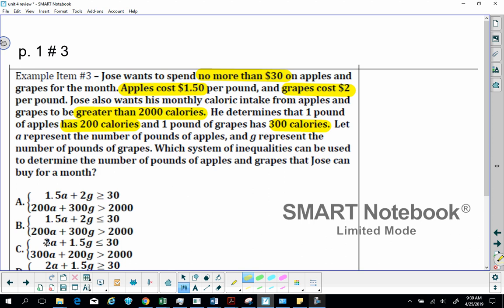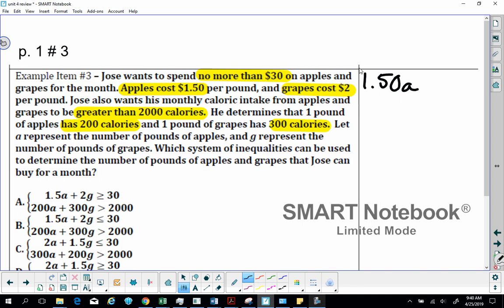So from there, we have to come up with our equations. There are two situations. We're talking about money and we're talking about calories, right? So let's come up with an equation for our money. How much do apples cost? $1.50. Let's use A to represent our apples, because apple starts with the letter A, sure?